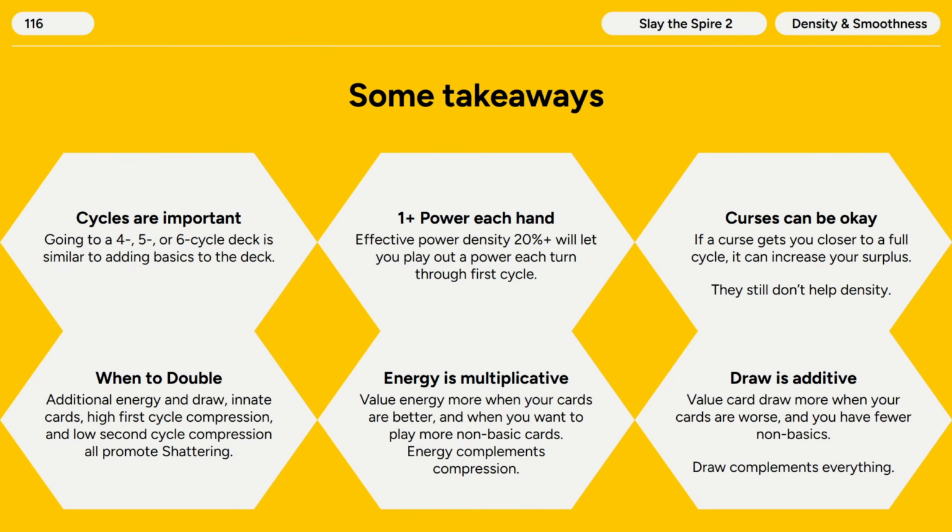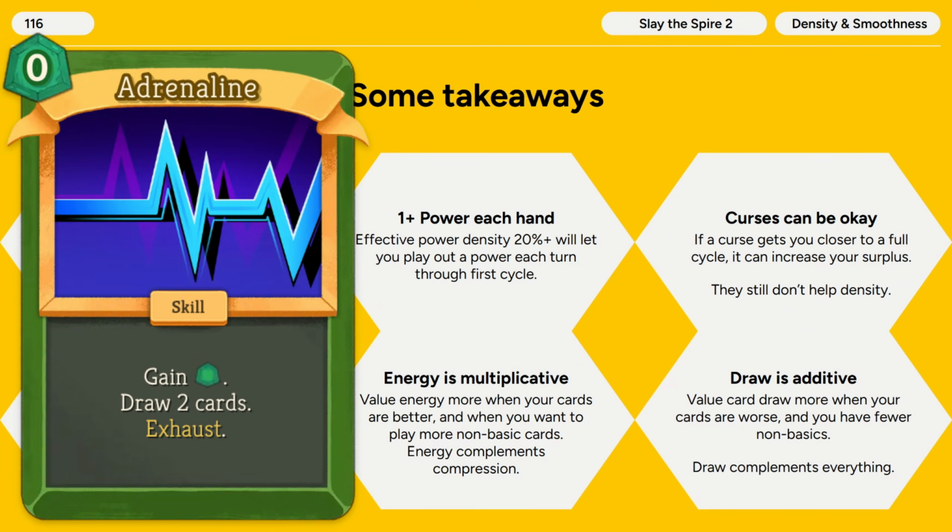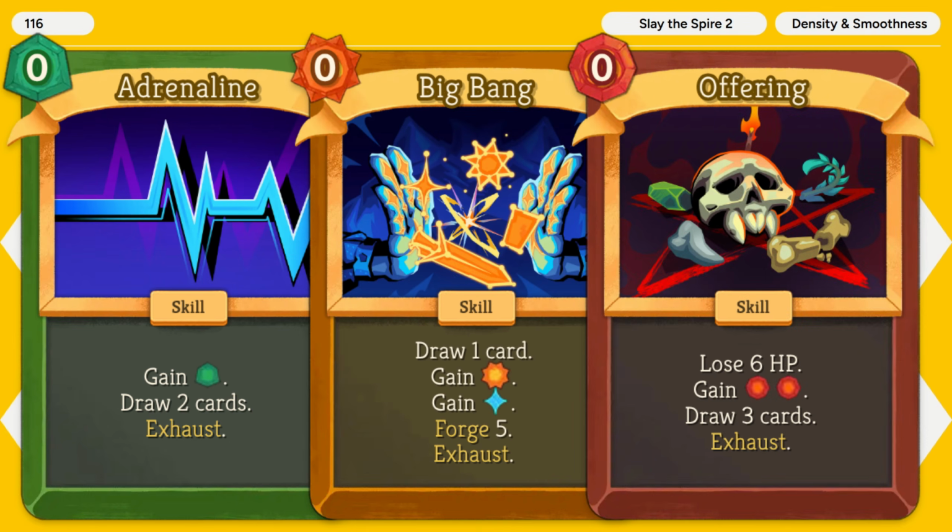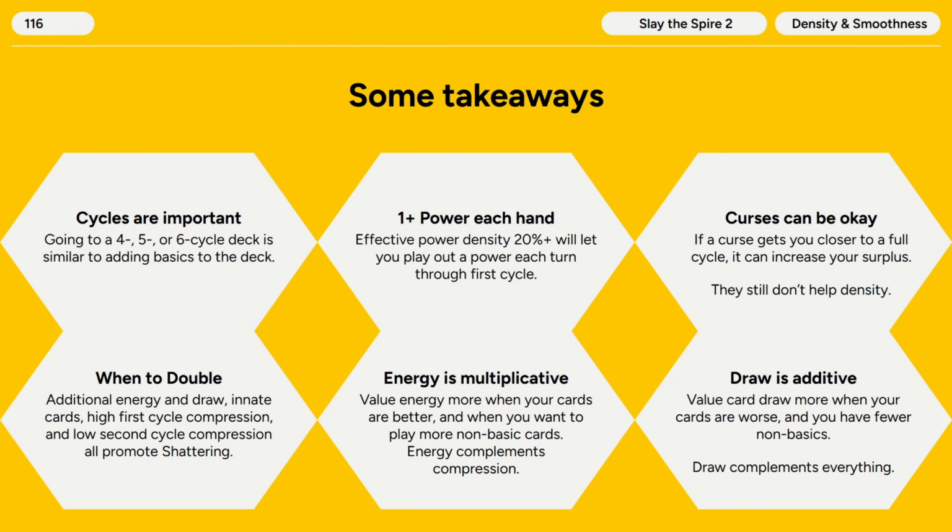If you have any additional energy or draw, like if you have Adrenaline or if you have Big Bang or any effects like that, doubling gives you access to multiple of those in your deck, and you do get to benefit from them twice. You can play an Adrenaline on turn 2, and then you can play an Adrenaline on turn 4 as well. And even though it's not going to increase the per turn effect, it is going to increase how much you can compress into those 4 turns. And likewise, if you have any innate cards, it'll just give you another copy of that innate card in your opening hand, so you can just deploy that straight away.